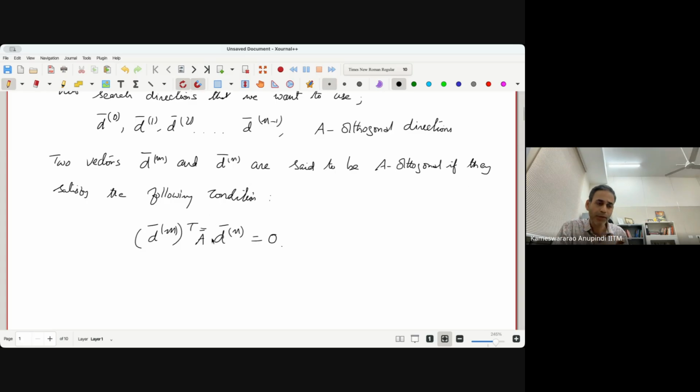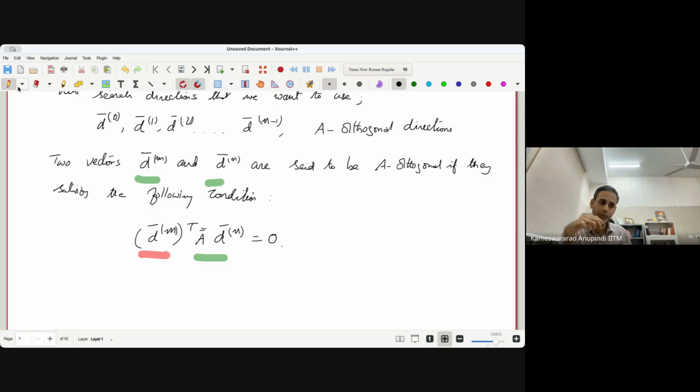So if dm transpose A times dn is equal to 0, then we call dm and dn A orthogonal to each other. That means you multiply one of the vectors with A, that is A times dm. When you take an inner product of A times dn with dm, that is equal to 0. That means the dot product of dm and A times dn is equal to 0. Then we say that dm and dn are A orthogonal to each other.